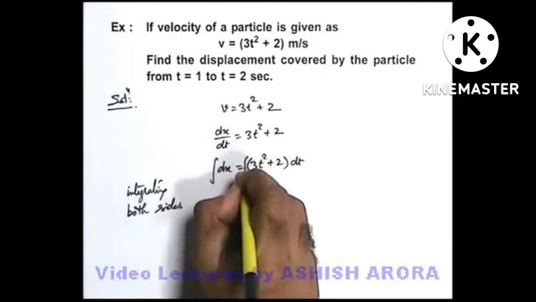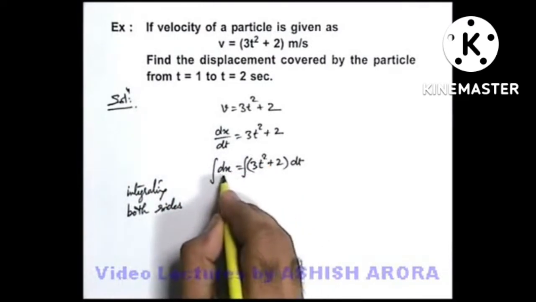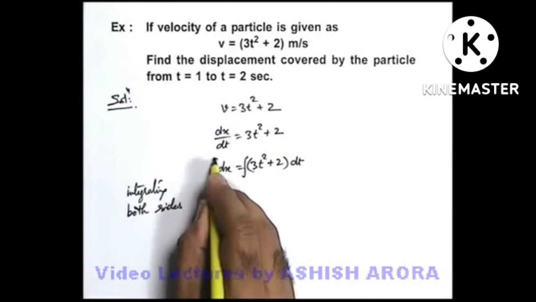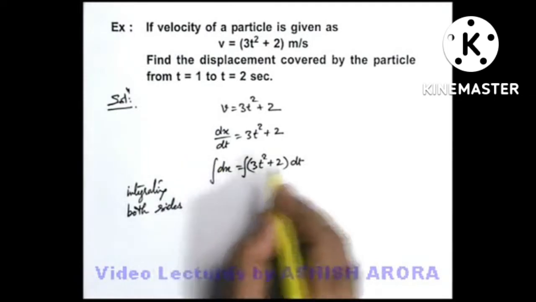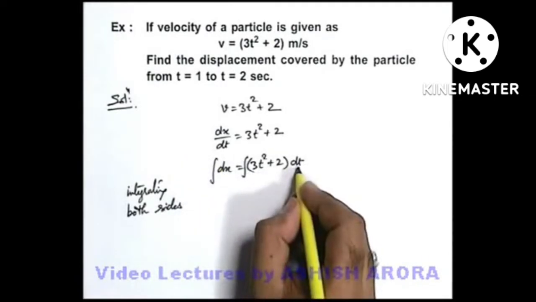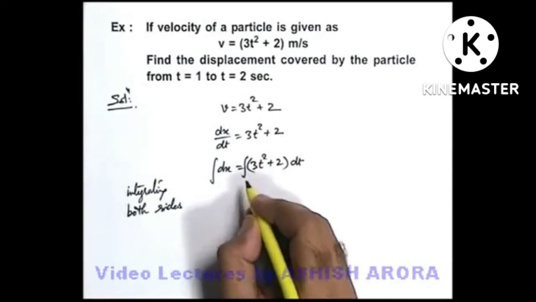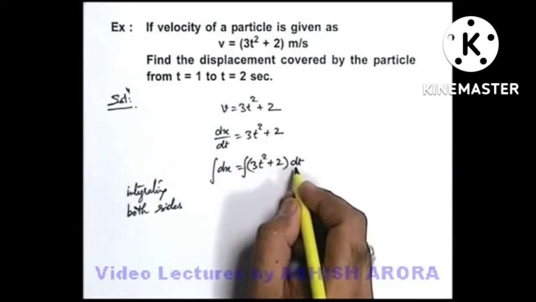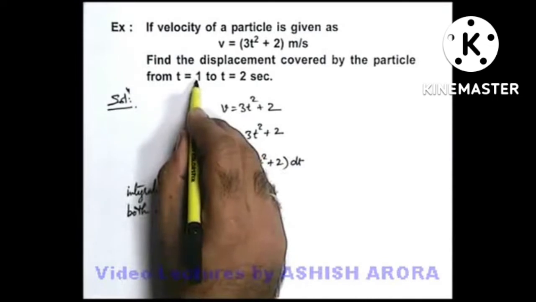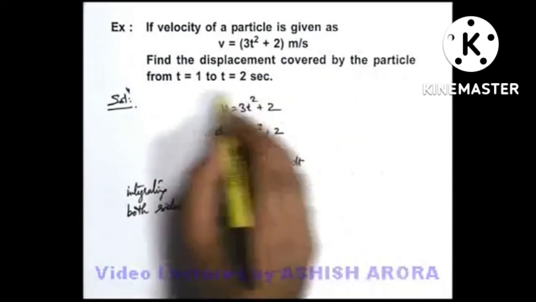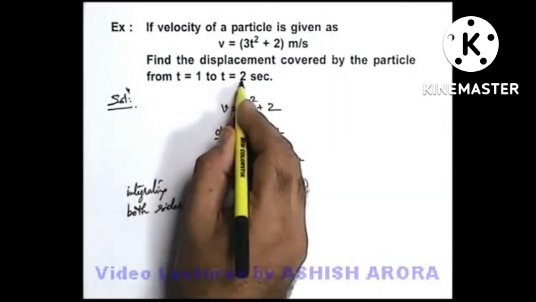We integrate both the sides. You can see dx is a small element of displacement. On integrating this, we get the displacement, and on the right hand side the terms of time are there, so we need to integrate it within the specified limits of time. Here you can see we are required to find the displacement covered by the particle from t equals to 1 to 2 seconds.